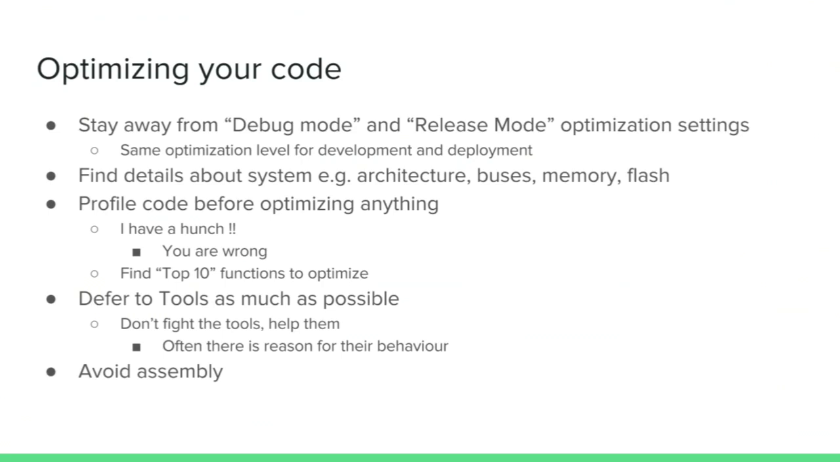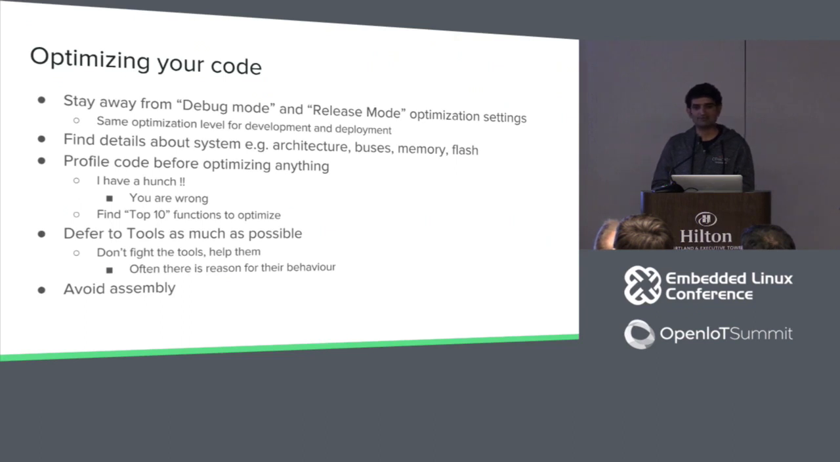Find details about your system: architecture, bus lengths, memory types, flash sizes, and latencies. And very important, profile your code before you optimize anything. Most of the time we jump onto a solution and it's wrong. So use tools as much as we can. That gives you a really good picture of what your app is doing. And then utilize the tools, don't fight them. Most of the time there is a reason why they are doing what they are doing. So help them to help you. If you help them, they will help you back. And avoid assembly if you can. Write everything in C. So that's pretty much what I had.